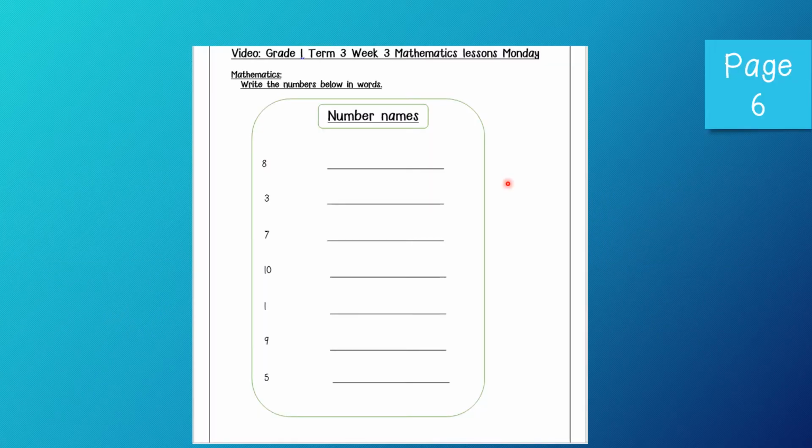If we turn to page 6, we have our number names. As we can see, we have number 8, and then you are required to spell the number 8 in words. After number 8, we have numbers 3, 7, 10, 1, 9, and 5.